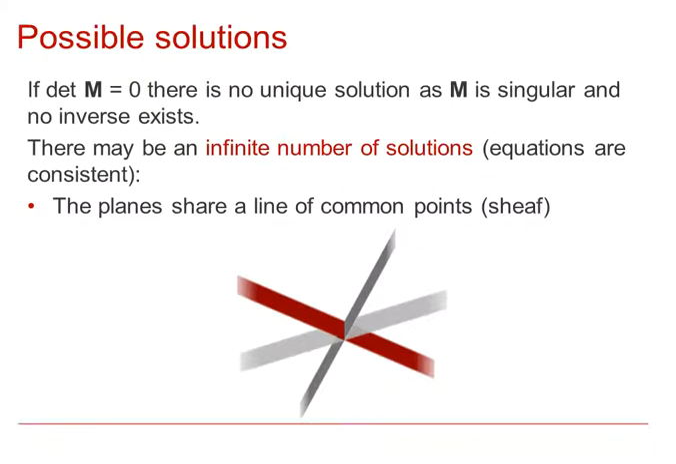If the determinant of M is 0, there is no unique solution. M is a singular matrix and no inverse exists. There may be an infinite number of solutions where the equations are consistent. And here we have the 3 planes share a line of common points. So here the 3 equations are consistent and there is a common line. Finding the equation of that line is beyond the scope of the syllabus that we are studying.